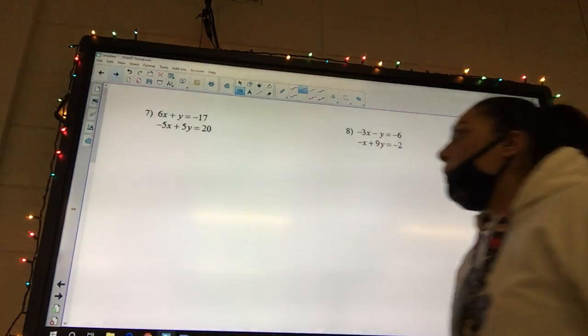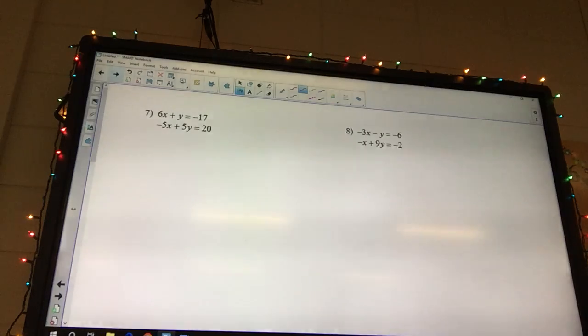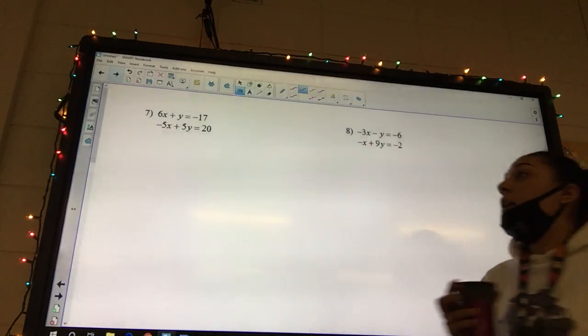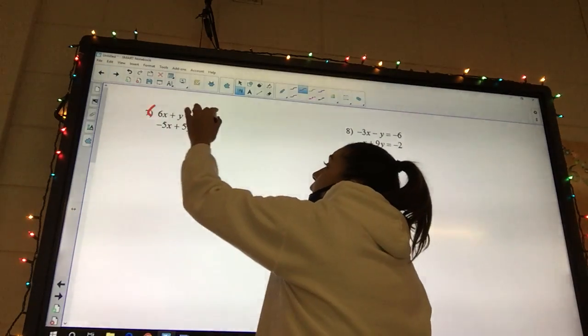Okay, look at 7. What do you want to cancel, x's or y's? The y's? Okay, which one is the smaller y? 1y. Okay, so this one I got to multiply by, and I got to multiply by what?